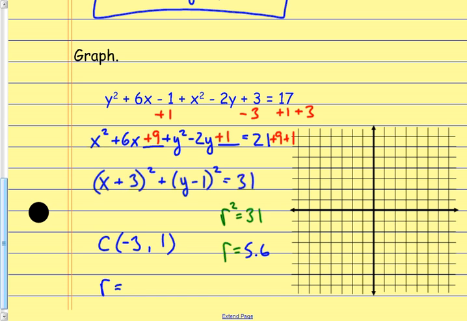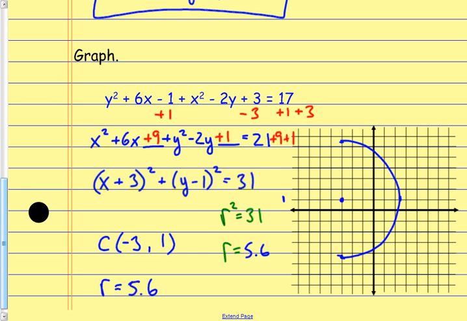And now when I graph this thing, I'm just doing a little bit of an estimate, so I go to negative 3, 1, which is right here, and I count 5.6 in every direction. Going to be right around there. I'm just counting in each direction. Well, this one's going to be off my graph just a little bit. And then I do my best. I draw the best graph that I can draw, the best circle that I can draw. I just try to make it look like a circle.